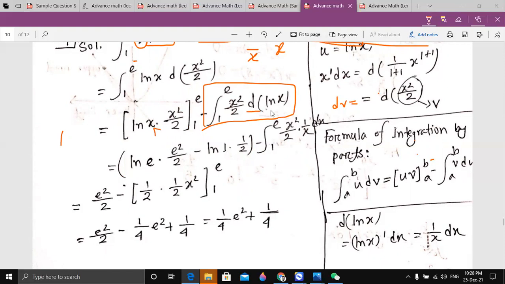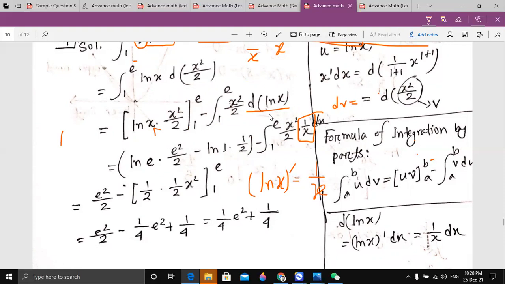So you see here d ln x. From the formula, the derivative of ln x is 1 by x dx, right? 1 by x. Guys, do you still remember the formula? Yes, we do. ln x derivative is 1 by x.